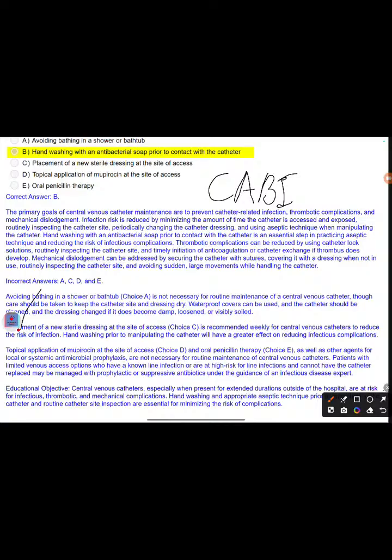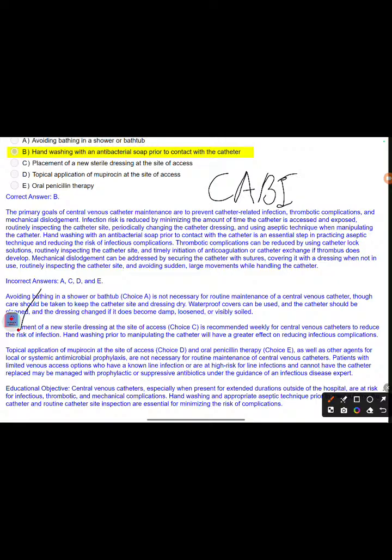Topical application of mupirocin at the site of access, and oral penicillin therapy as well as other agents for local or systemic antibacterial prophylaxis are not necessary for routine maintenance of a central venous catheter. Patients with limited venous access options who have a known line infection are at high risk for line infections and cannot have the catheter replaced may be managed with prophylactic or suppressive antibiotics under the guidance of an infectious disease expert.